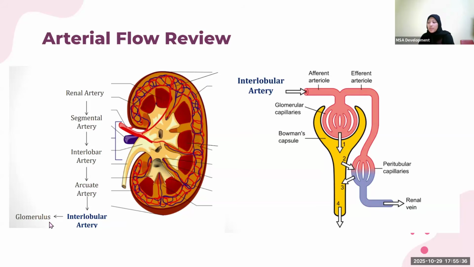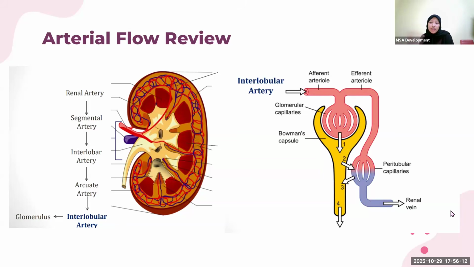And then it will supply something called the glomerulus. Now, the glomerulus is like the functioning unit of the kidney. It's where the whole filtration takes place in the cortex. So this is the interlobular artery going into the glomerulus as the afferent arteriole and then coming out as the efferent arteriole to supply the rest of the tubules. So we call this part glomerular capillaries, and then the tubule part peritubular capillaries, okay?